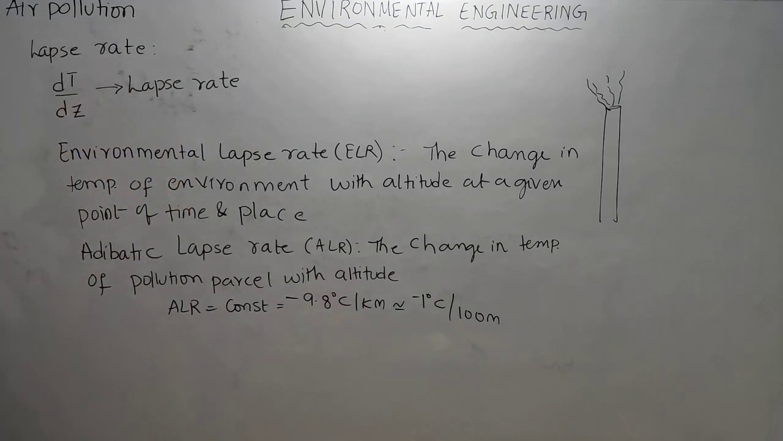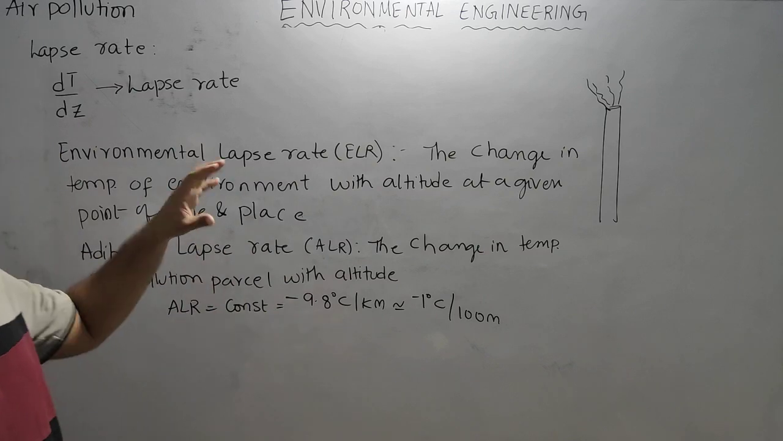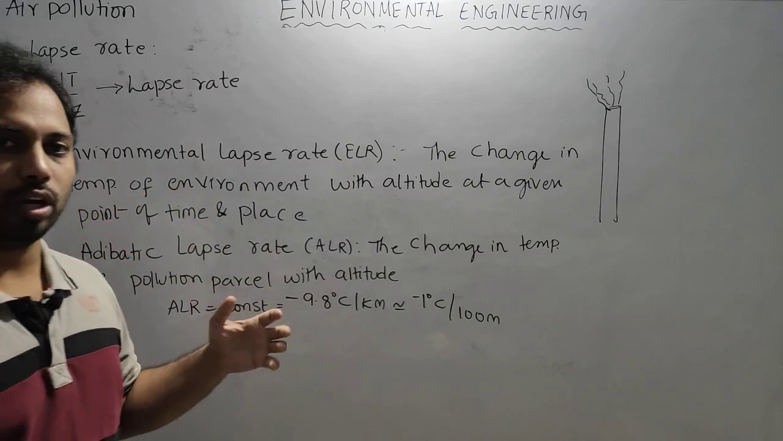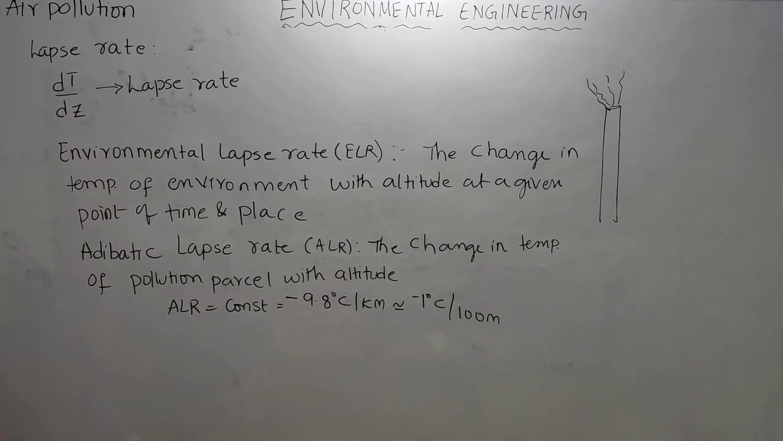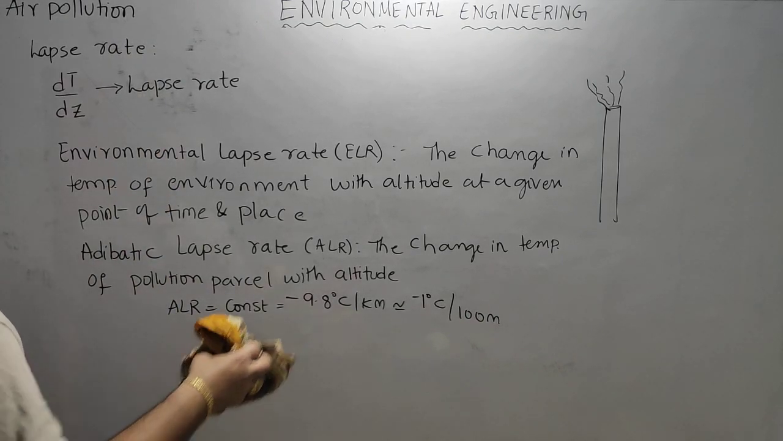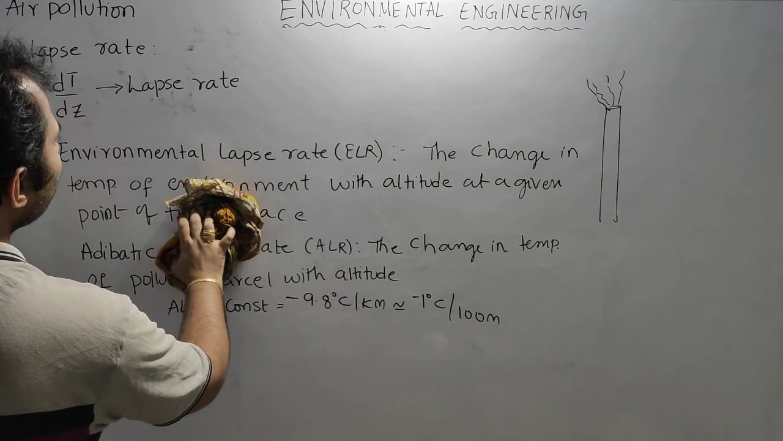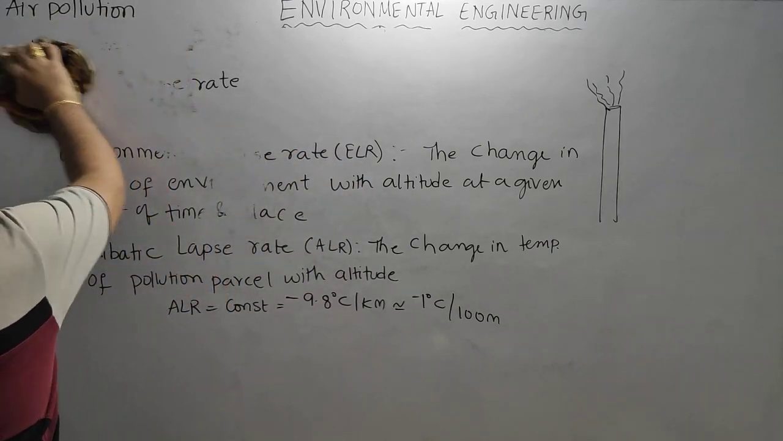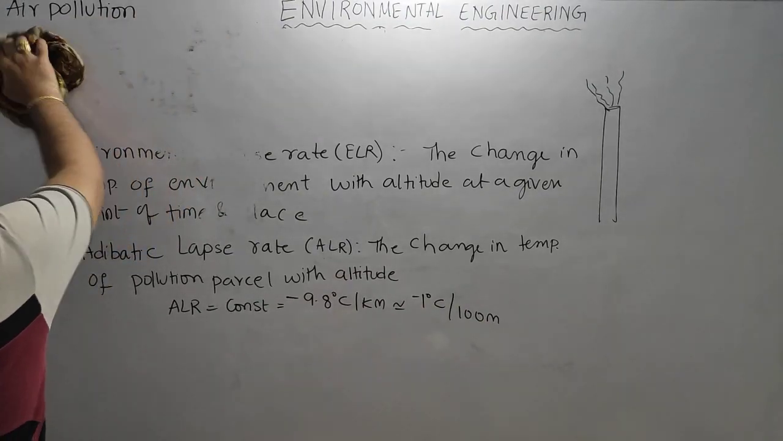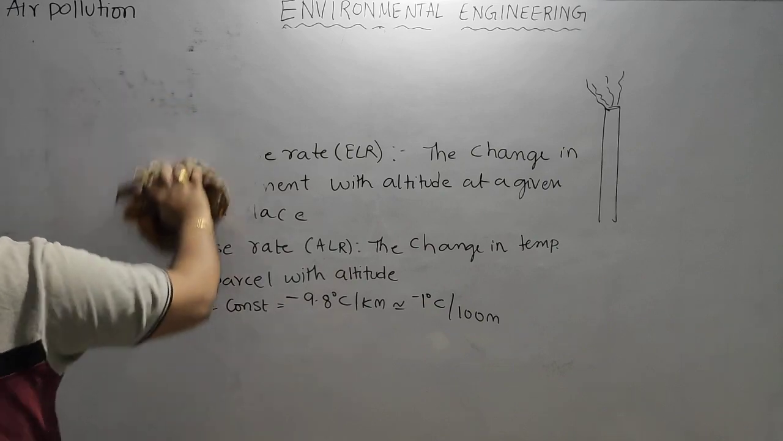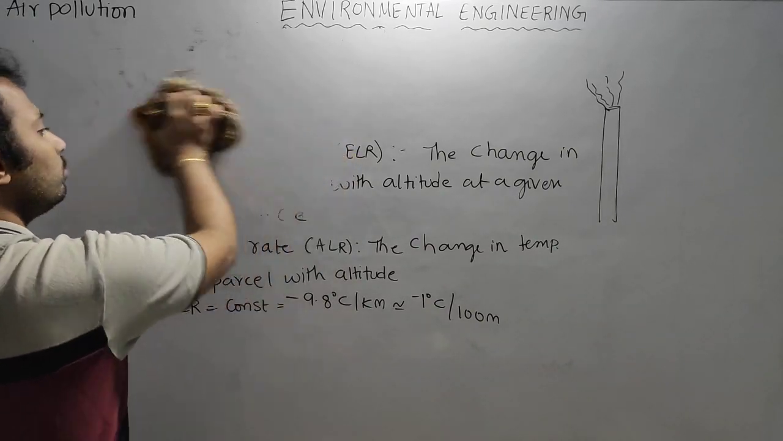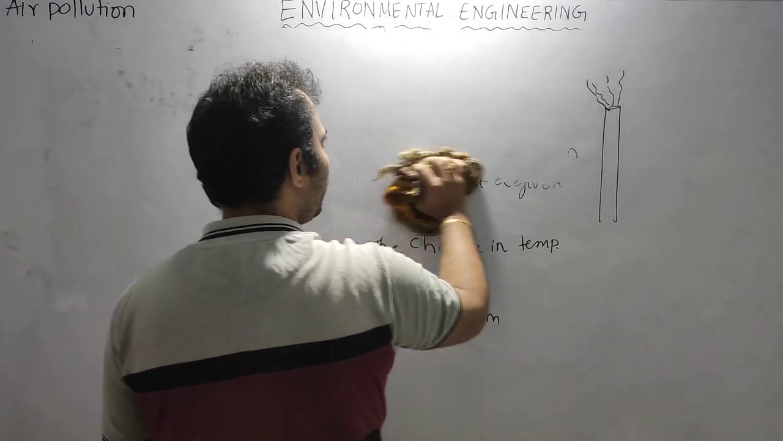But ELR changes with the radiation, daytime, nighttime, winter, summer. So likewise the ELR may change from time to time, period to period, place to place and season to season, daily also. So by establishing a relationship between ELR and ALR, we classify the lapse rate as subadiabatic lapse rate, superadiabatic lapse rate, and a neutral lapse rate or adiabatic lapse rate.